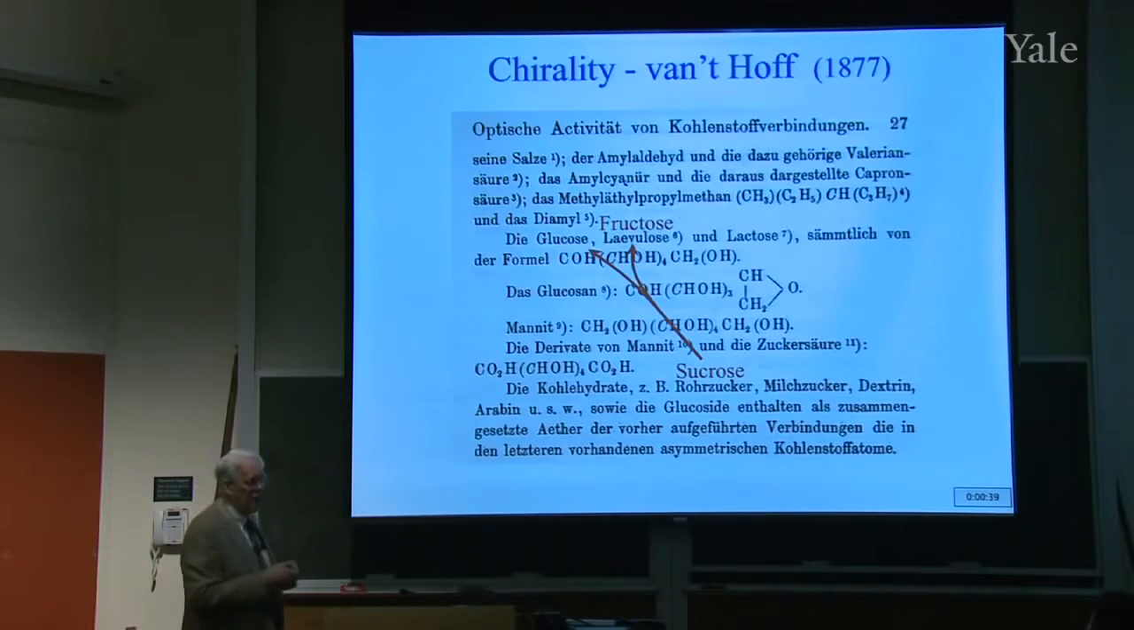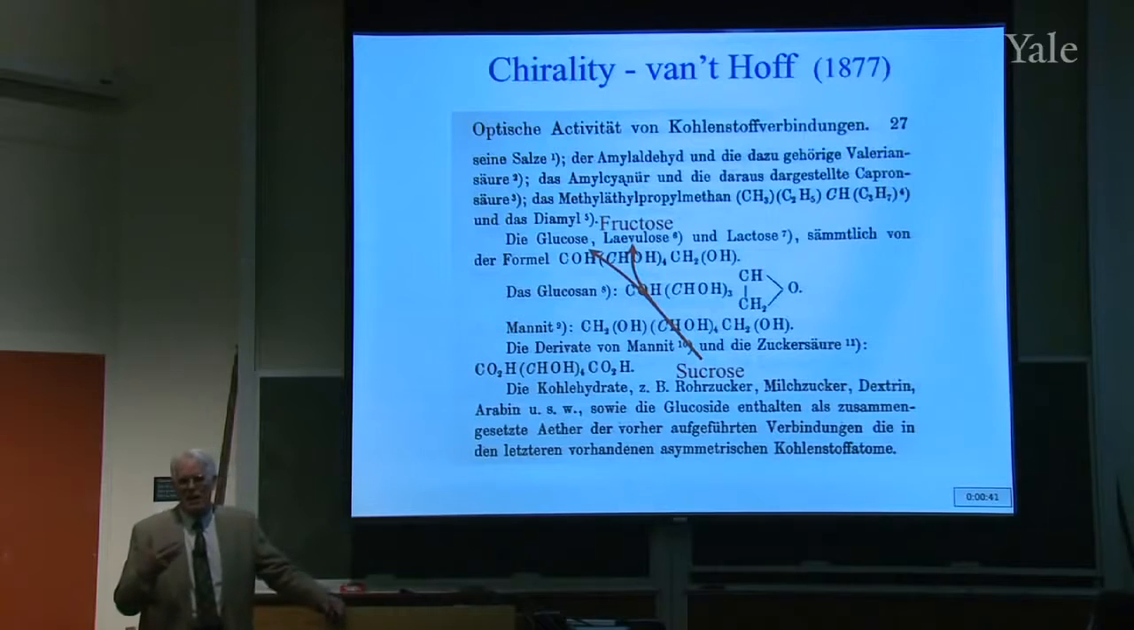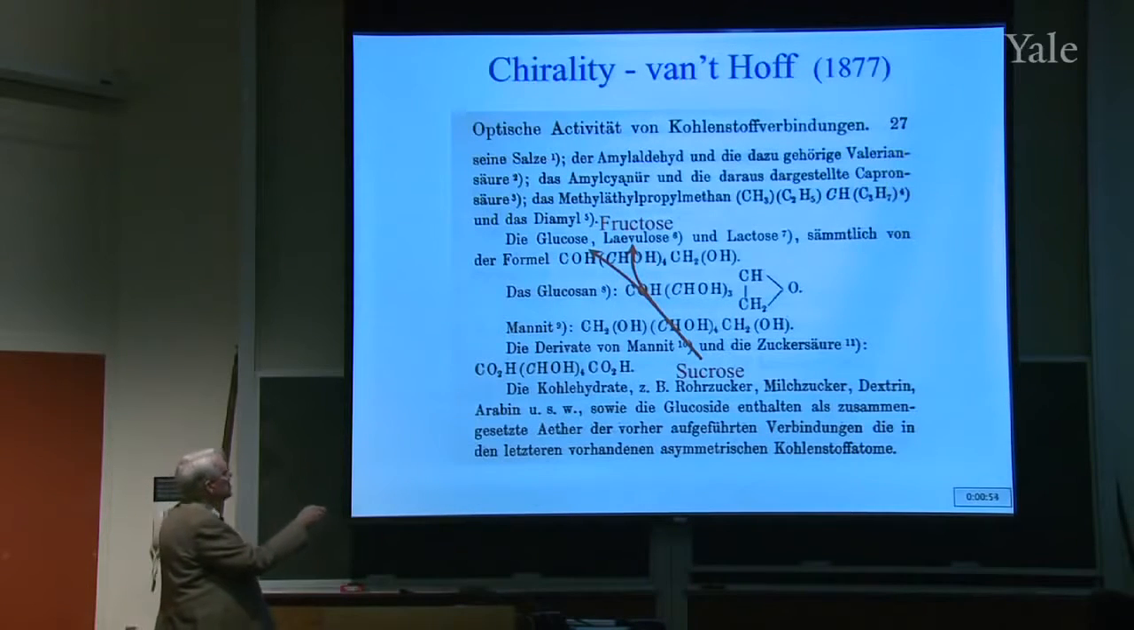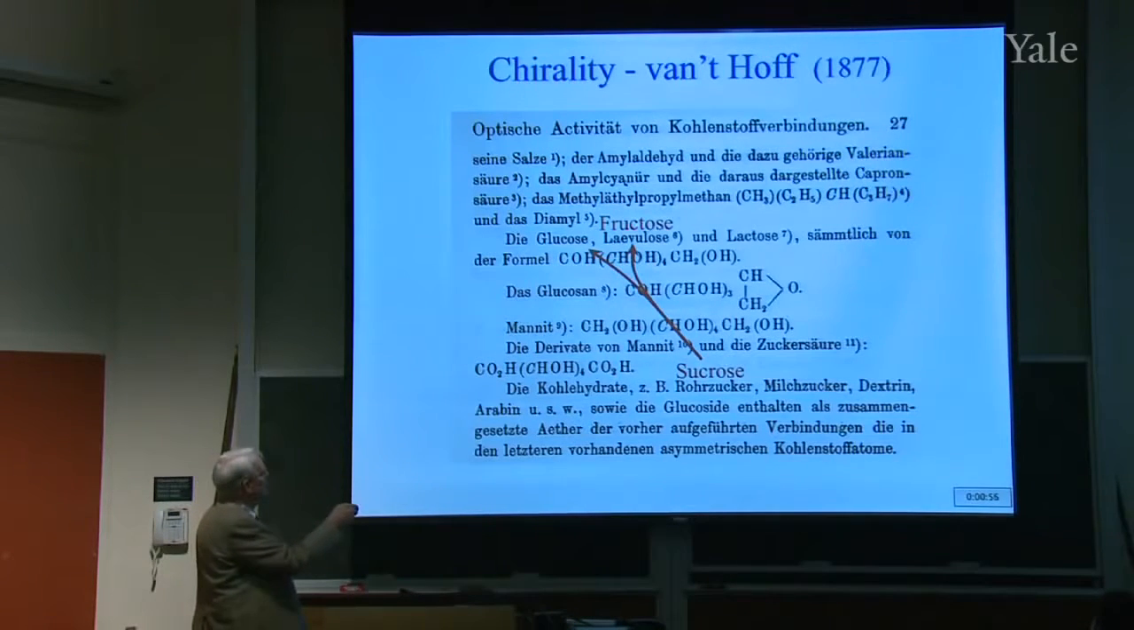Do you know why it's called levulose? What's levo mean? Actually, the English word is the same root, left. Right? Levo is left, dextro is right in Latin, right? So this rotates light to the left. This rotates light to the right and is called dextrose also, or dextrin down here.